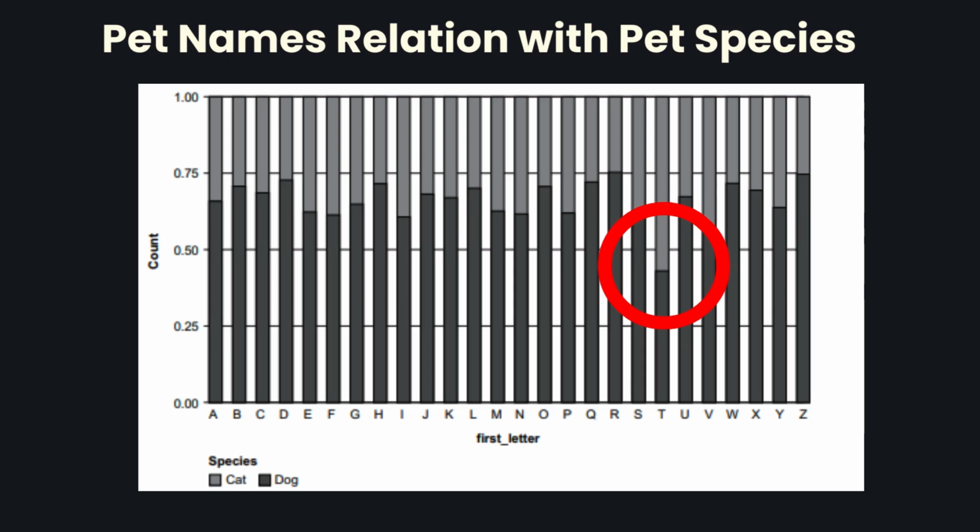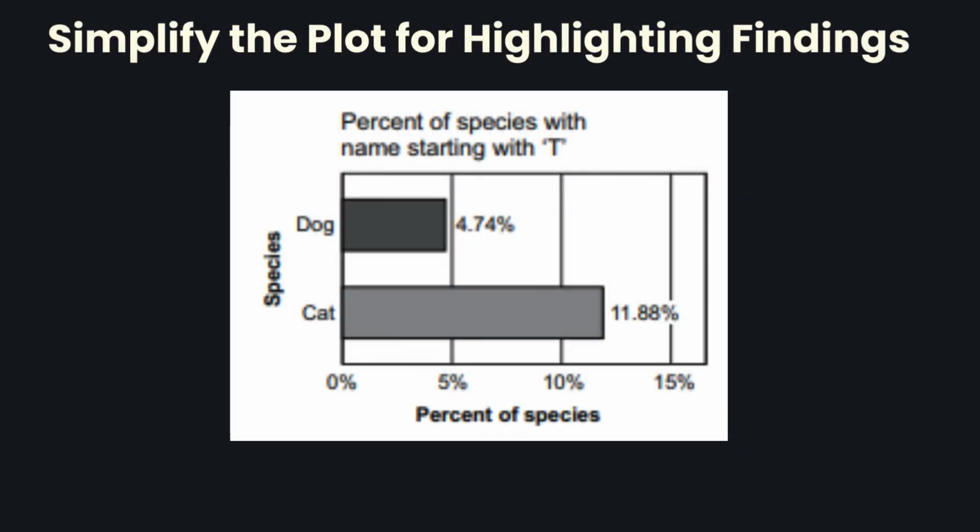That being said, this plot isn't something you'd want to show to a stakeholder. A lot is going on in the plot, and it isn't clear what the point is at first glance. An alternative figure shows the same data plotted in a different, more shareable way. In this version, it's clear that cats have a 12% chance of having a name that starts with the letter T, whereas dogs have only a 5% chance. Now, this same data is something that could be shared.